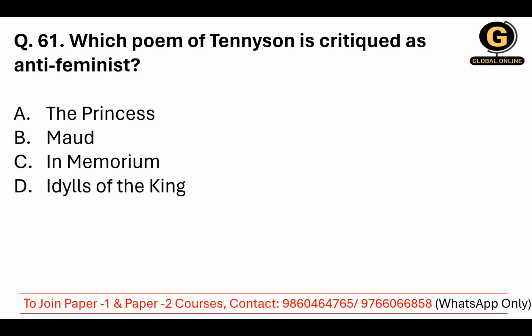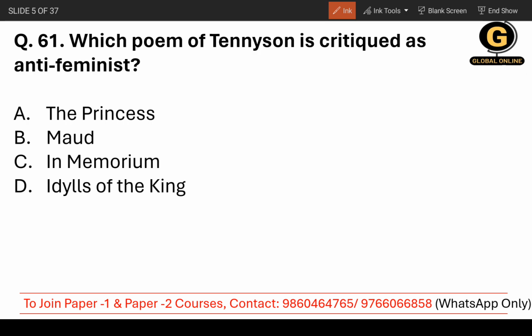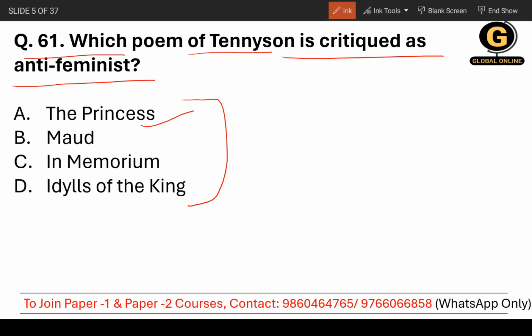Now let's start with our main work. Question number 61: Which poem of Tennyson is critiqued as anti-feminist? You need to answer which poem of Tennyson is critiqued as anti-feminist. The options are The Princess, Maud, In Memoriam and Idylls of the King.